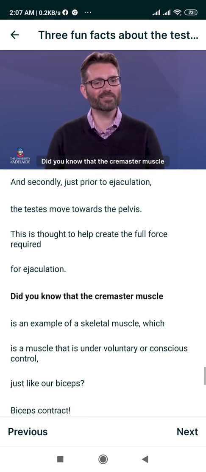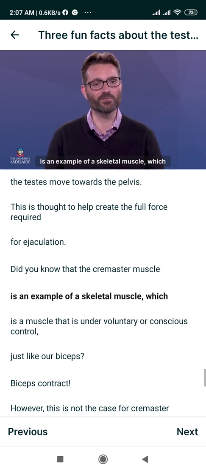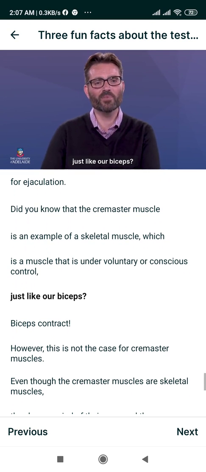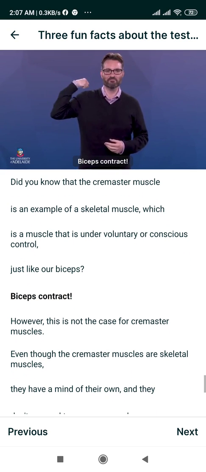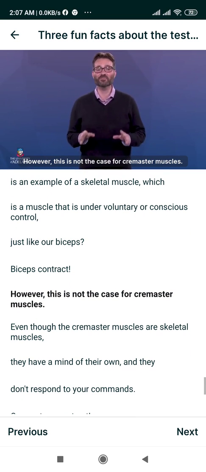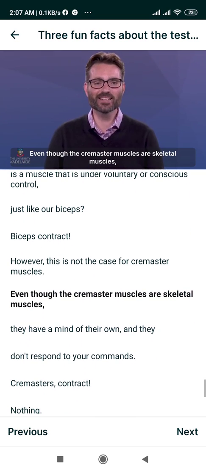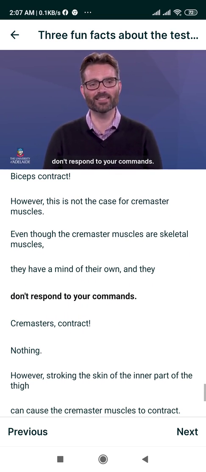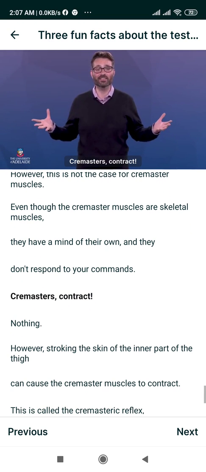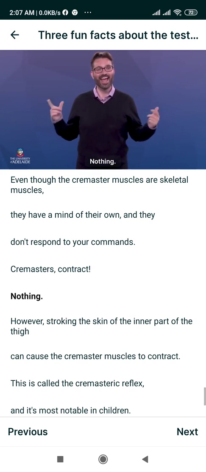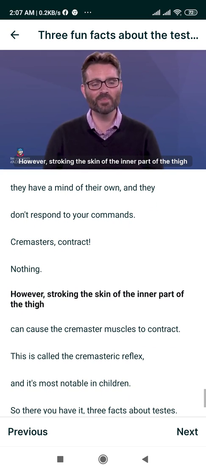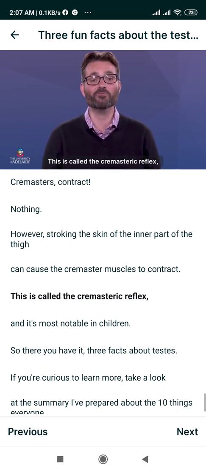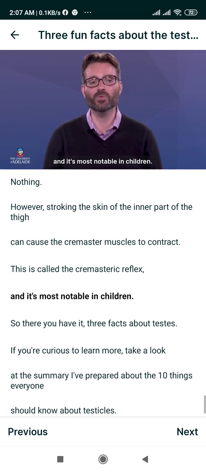Did you know that the cremaster muscle is an example of a skeletal muscle, which is a muscle that is under voluntary or conscious control, just like our biceps? Biceps contract. However, this is not the case for cremaster muscles. Even though the cremaster muscles are skeletal muscles, they have a mind of their own and they don't respond to your commands. Cremasters contract. Nothing. However, stroking the skin of the inner part of the thigh can cause the cremaster muscles to contract. This is called the cremasteric reflex, and it's most notable in children.